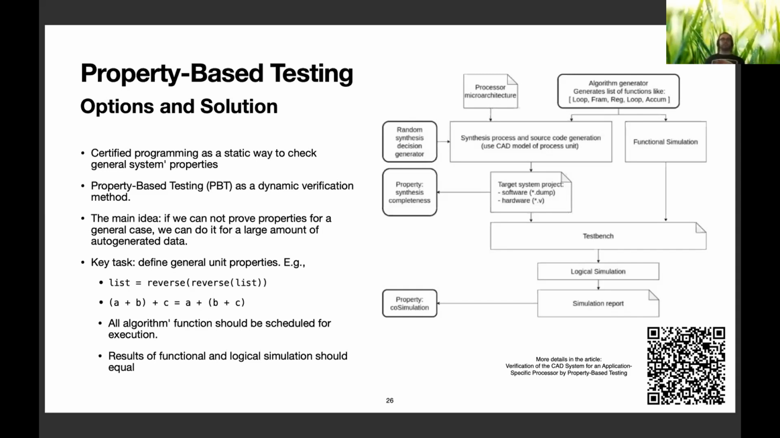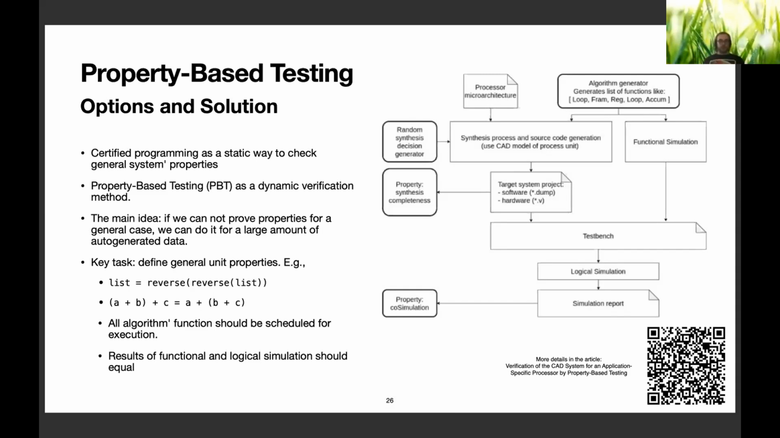And here on the screen, you can see some examples. The first two are classical examples of properties. The first one: if we reverse a list two times, we should receive the initial list that we passed.